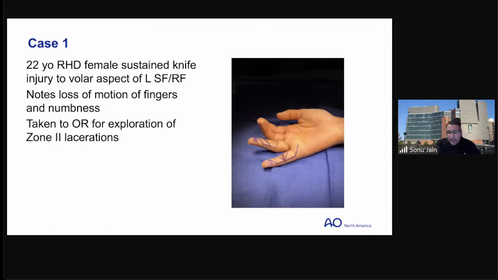So I'll end my talk with a case of a 22-year-old young lady who sustained a knife injury to the volar small finger and ring finger. She notes loss of motion in her fingers and numbness, and was taken to the OR for exploration. Just looking at this cascade, you could tell that likely both the FDS and FDP are out on the small finger, and perhaps the FDS may be intact or partially intact on the ring finger. That's a suspicion just based on this cascade, and that the FDP is out, which is kind of neat. So even just in the resting posture, you can get a real sense of what you might be getting.